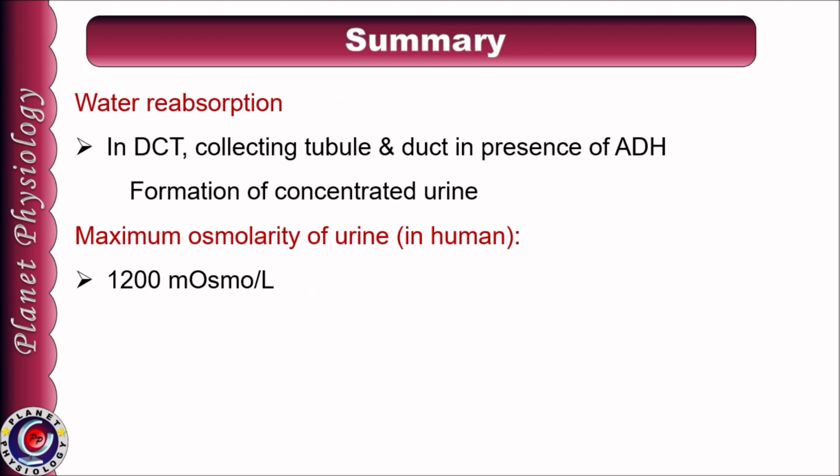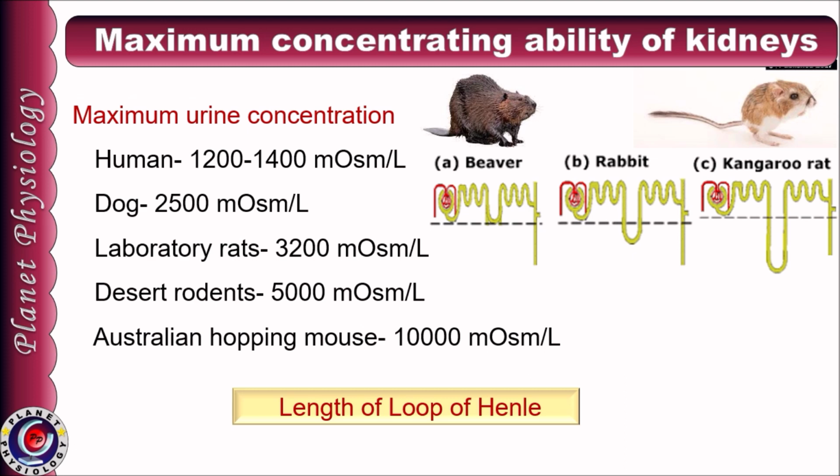In distal convoluted tubules, collecting tubules as well as collecting ducts, water is reabsorbed in presence of ADH, and this helps in formation of concentrated urine. The maximum osmolarity of the urine in humans is 1200 milliosmoles per liter. So we have seen that humans can concentrate urine up to 1200 milliosmoles per liter.